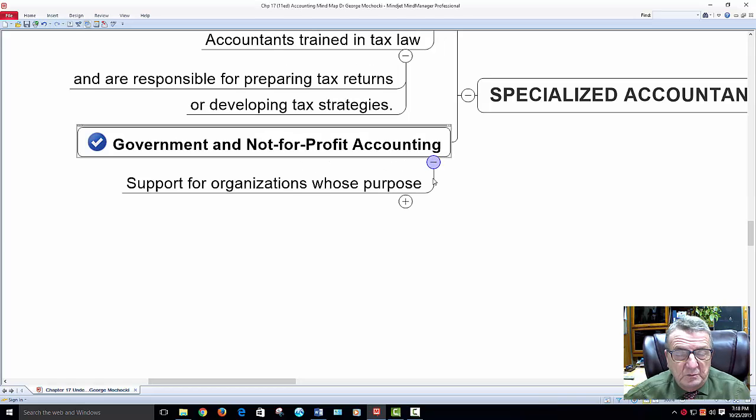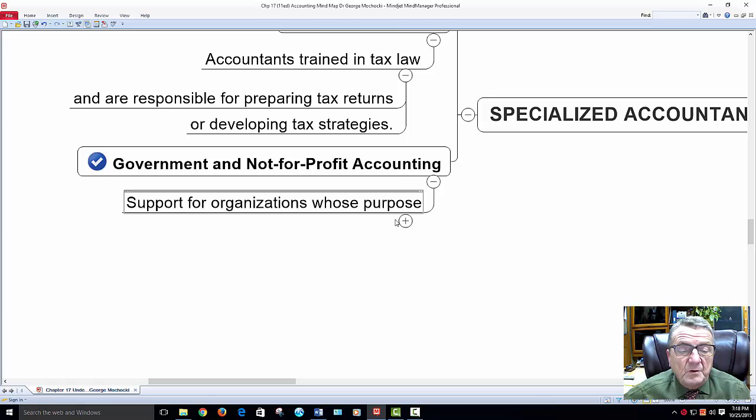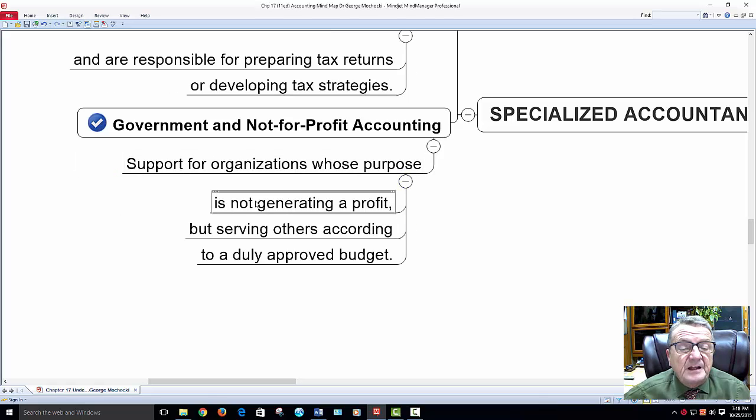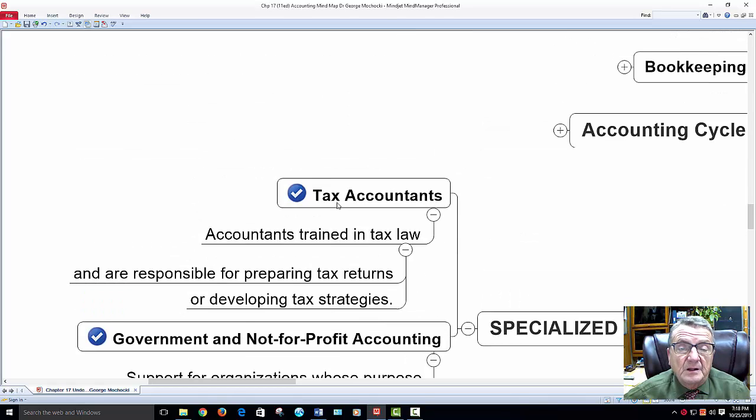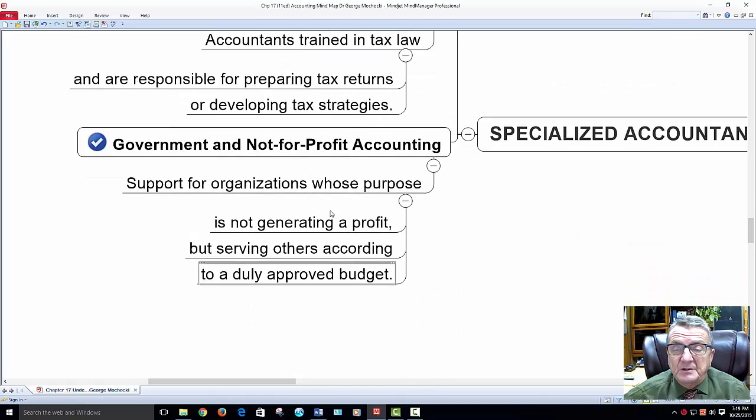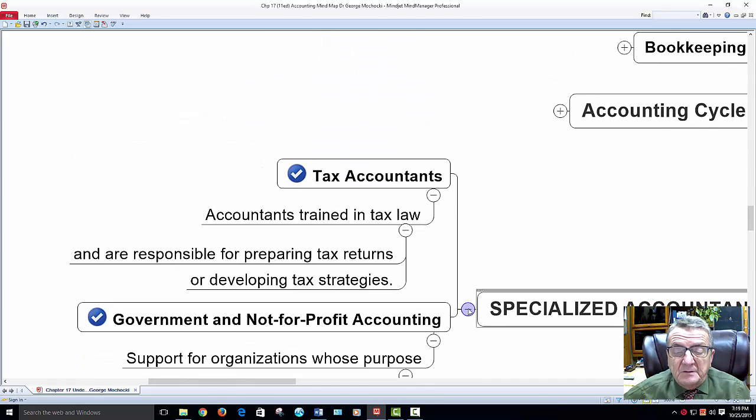Okay, government and nonprofit accounting is a little different. We had the Goodwill videotape. You'll be discussing it in our classroom or in the forums. It supports organizations whose purpose is not generating a profit, but serving others according to a duly appropriated budget. Okay, so what else do we got?